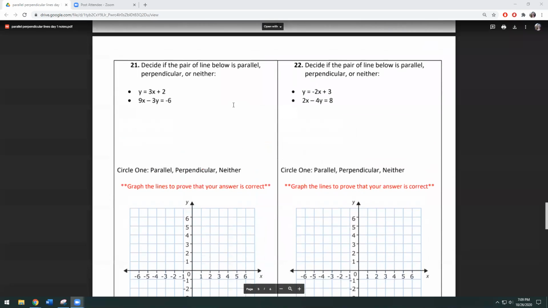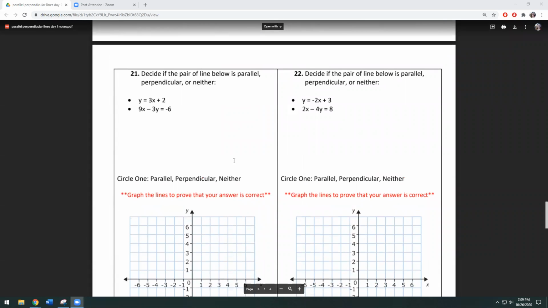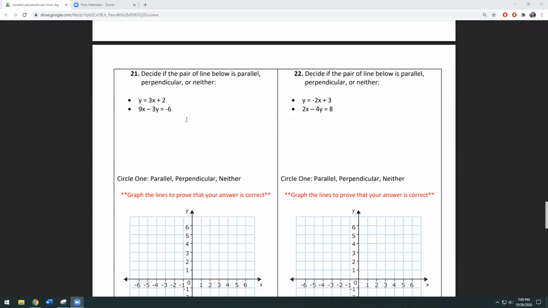So I was talking to you a little bit earlier about parallel, perpendicular, and neither. In this case, I give you 2 equations to compare. So what I need you to do for these problems is get them into the same form. You notice that this one's in y-intercept form, and this one here is in standard form. So I'd convert that standard form to y-intercept form. And then you're comparing those two slopes to determine if it's parallel, perpendicular, or neither. Make sure you follow our rules that we've talked about before.